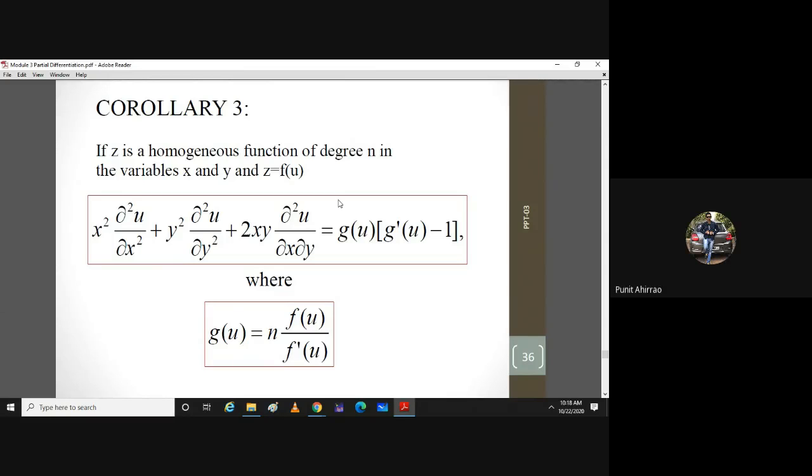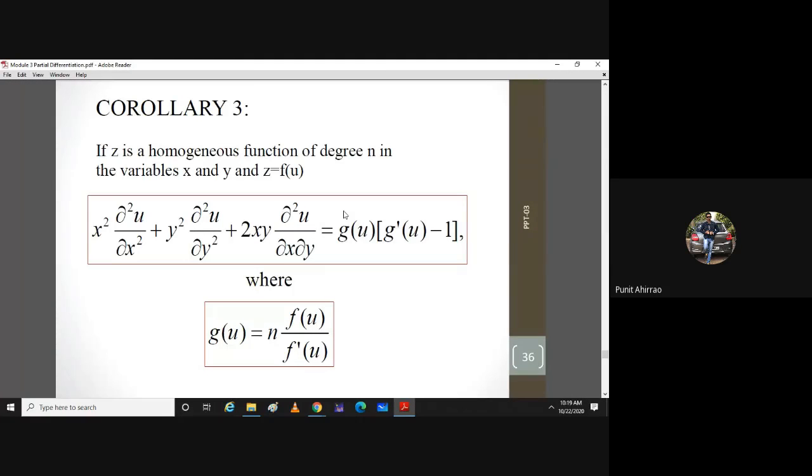Sir, can you repeat the question once, please? u is equal to sine inverse of (x square plus y square), and find x square ∂²u/∂x² plus y square ∂²u/∂y² plus 2xy ∂²u/∂x∂y. Okay, it is there on screen, the left hand side. Yes, sir, I got it.